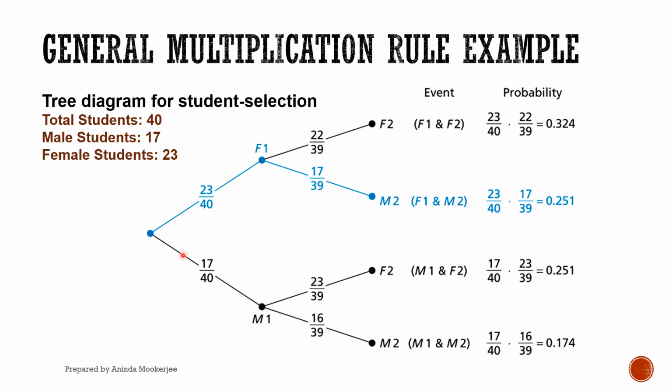Now here we are demonstrating the general multiplication rule with an example. All right, so let's look at the application that I will be demonstrating. Let's say in a class there is a total of 40 students, male and female together. The number of male students is 17, and the total number of female students is 23. And I want to pick two students at random from my class of 40, right?